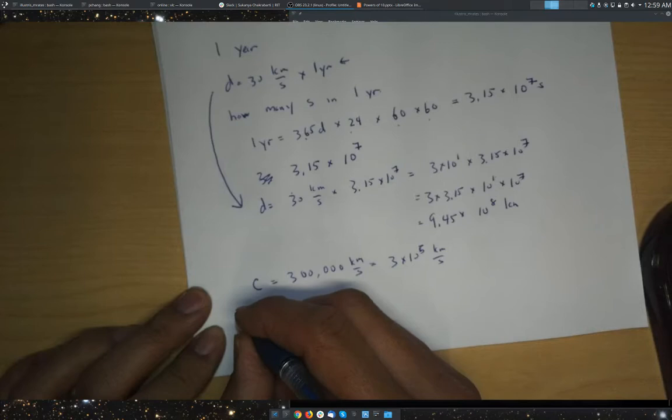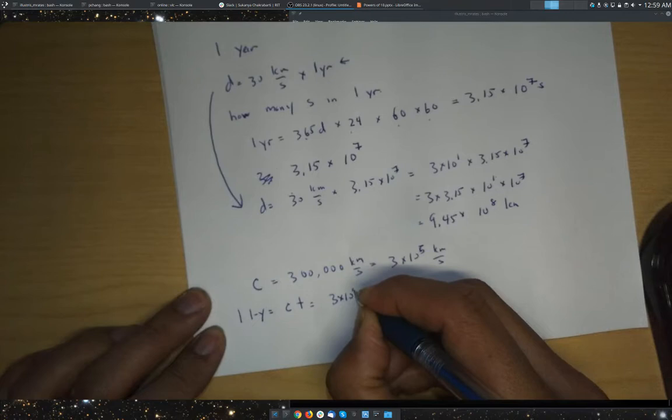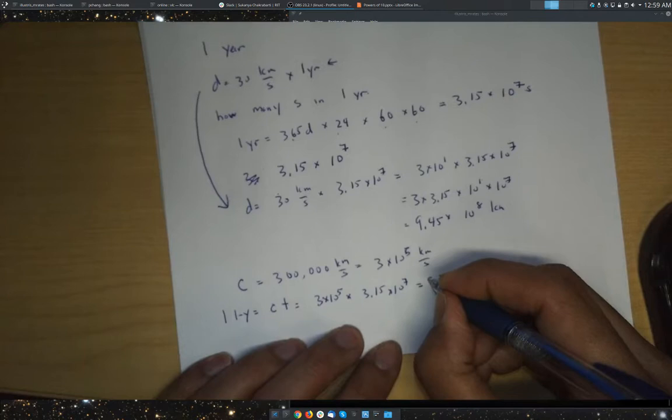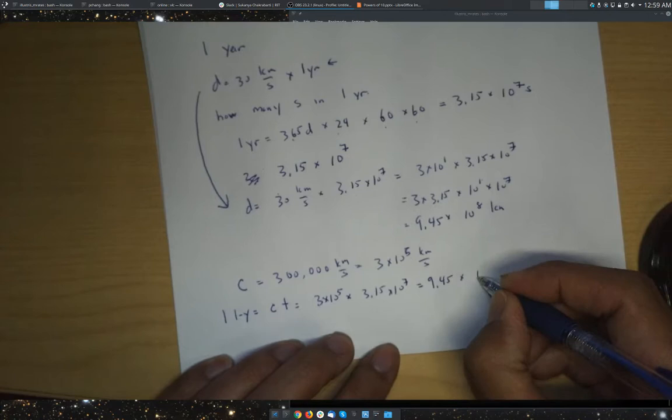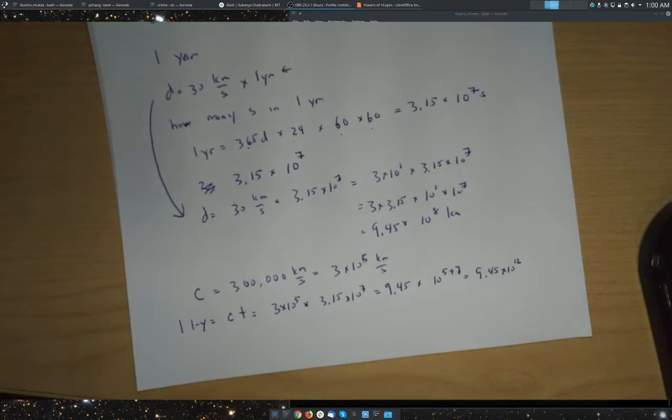Okay, so let's look at the light year. So one light year is equal to c times t, which is 3 times 10 to the 5 times 3.15 times 10 to the 7. And so you can calculate this number. It's basically 9.45, right? 3 times 3.15, times 10 to the 5 plus 7. So basically 9.45 times 10 to the 12 kilometers. So that's one light year. It's roughly about 9.45 trillion kilometers.